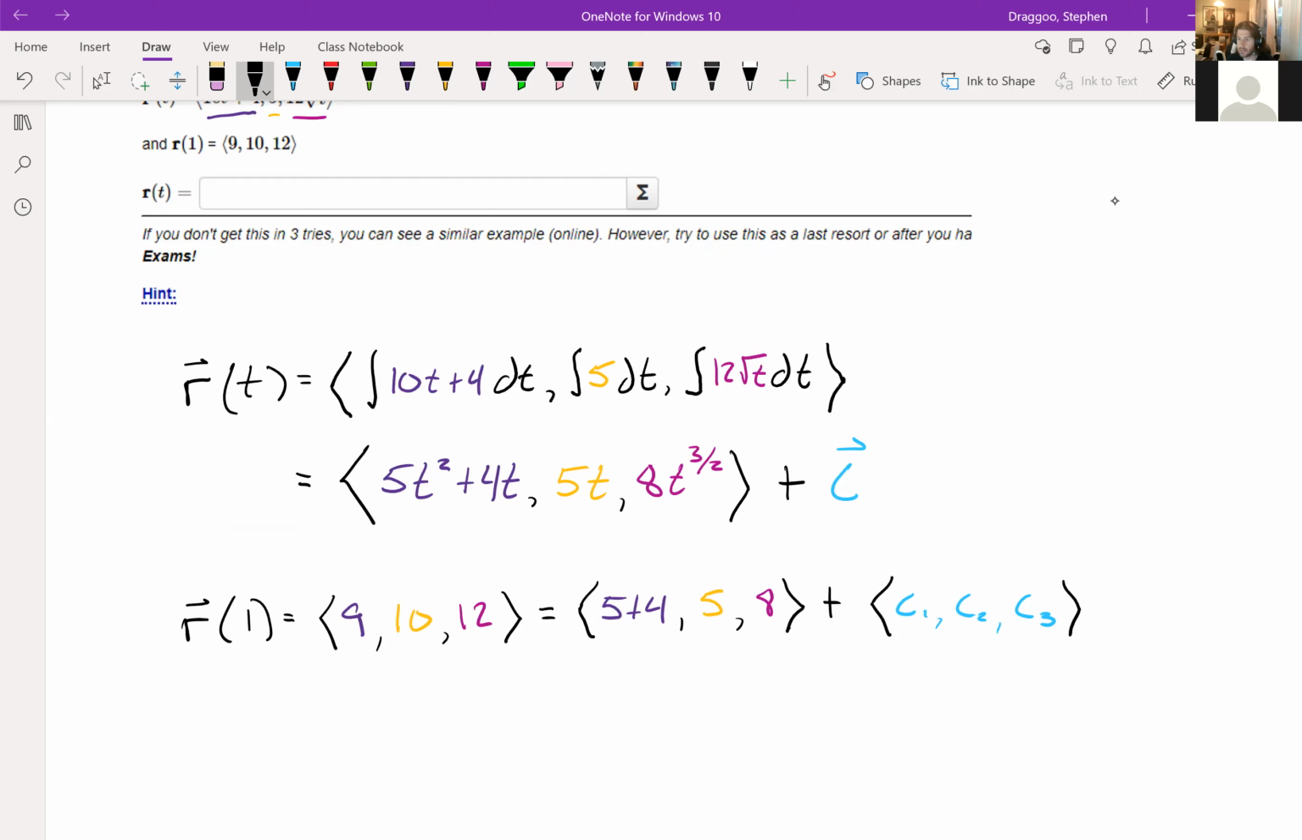Yeah. So now all I want to do is solve for each of those C values. So if I just subtract that thing over to the other side, 5 plus 4 is 9, but then 9 minus 9 is 0. 10 minus 5 is 5. And 12 minus 8 is 4. So that C vector, C vector, not G, that C vector is going to be 0, 5, 4.